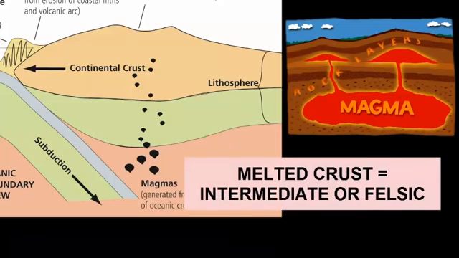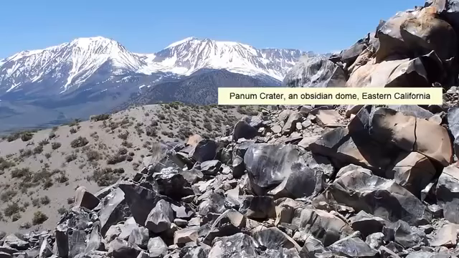felsic magmas. Continental crust has a much lower melting point than mafic magmas. So if large amounts of mafic magmas rise up and collect in crustal magma chambers, like they do at the Yellowstone hotspot, they can cause crustal melting. Those melts can either erupt separately as rhyolites or obsidian domes, or they can mix with the original mafic magmas and create magmas of intermediate composition.